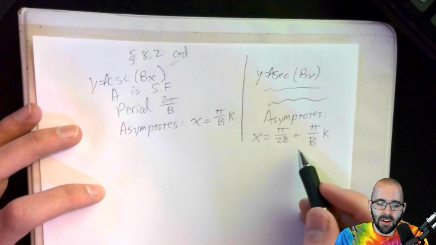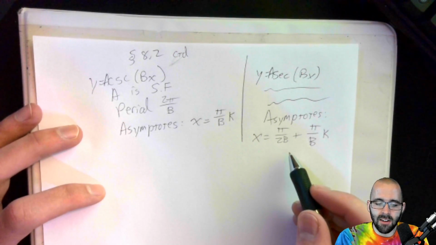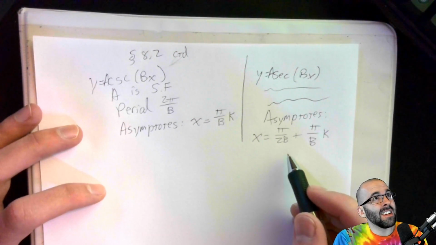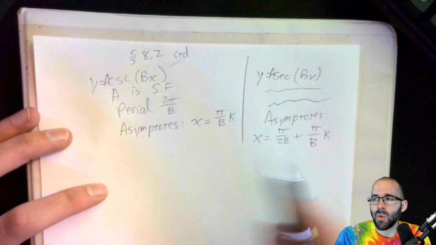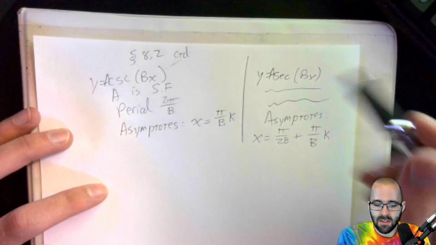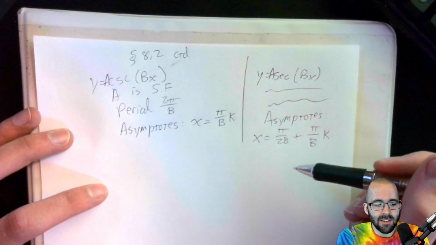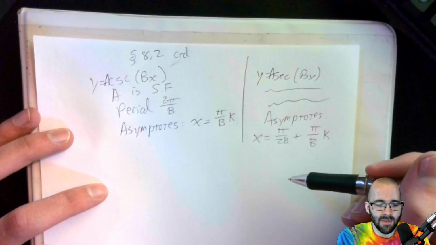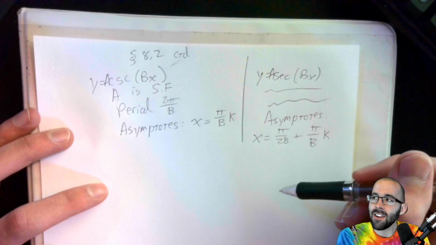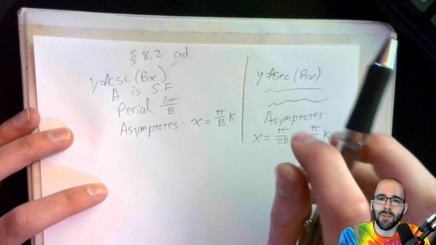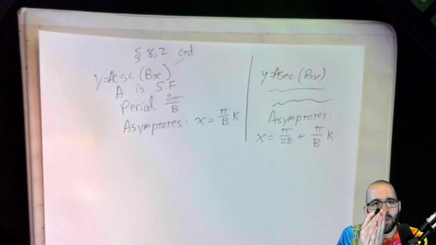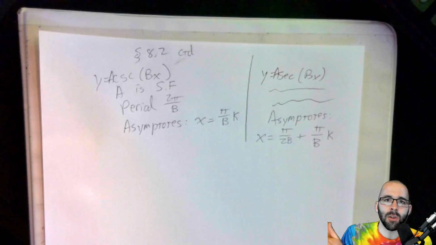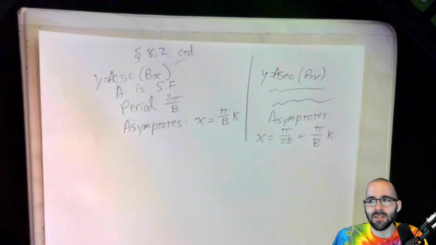This should look very familiar because this is exactly what it is for tangent. So there's only really 2 sets of equations you need to know for asymptotes. Secant and tangent have the same equation for asymptotes, and cosecant and cotangent have the same formula. So it's easy to remember: the co-functions have the same formula, and the non-co functions have the same formula for asymptotes.